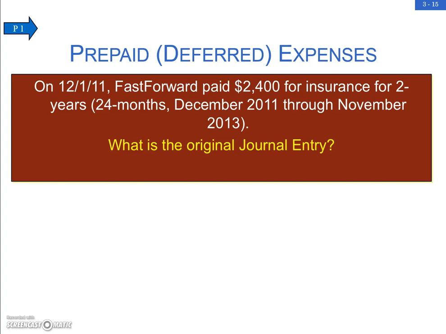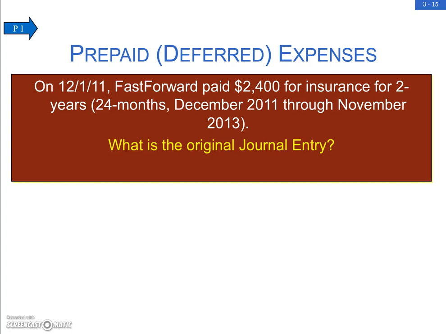So prepaid or deferred expenses. And so let's assume that the date is December 1st, 2011. Okay, it's the 1st of December, meaning we've only got 31 days or 1 month left in the year. That's really important, okay? And let's assume that our company puts out its financial statements at the end of every year, December 31st. So fast forward, paid $2,400 for insurance for 2 years, the next 24 months, right? Starting December 1, immediately we're going to be insured for the next 24 months, so the next 2 years. December 2011 through November of 2013.